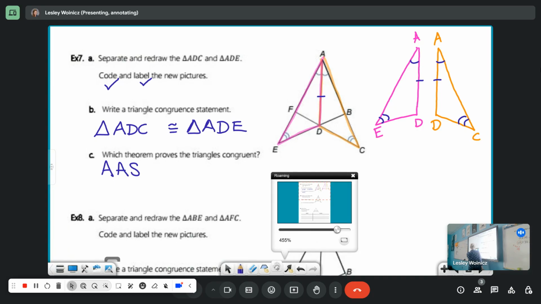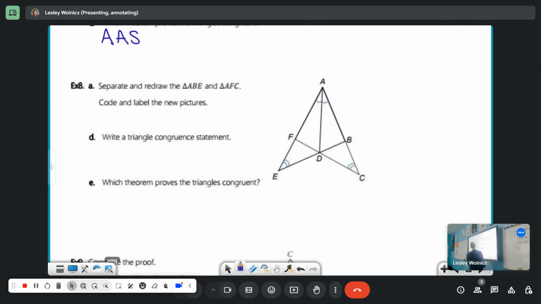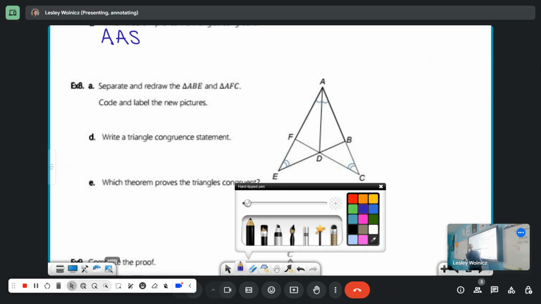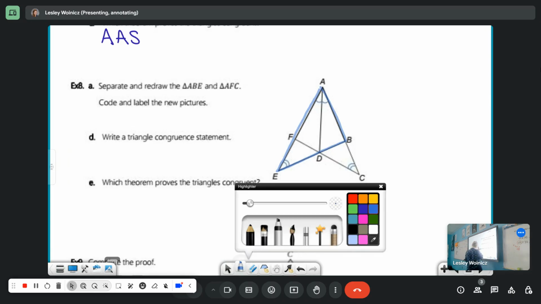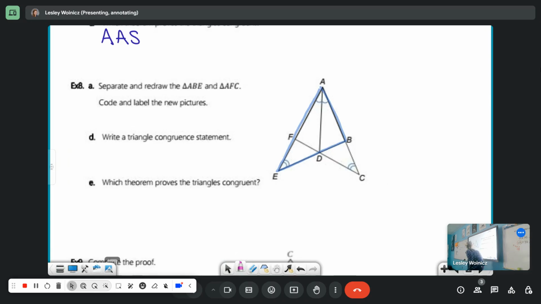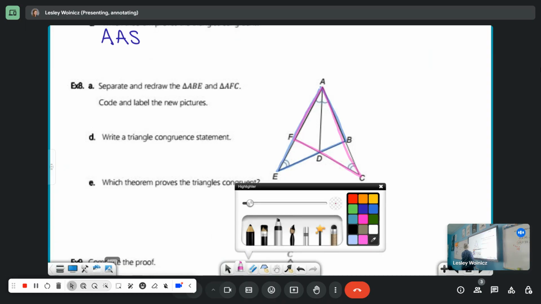So now we have the same picture, but we have different triangles. I think. I haven't really looked that closely yet, but I think they're different. Yeah, we got ABE and AFC. Okay, do they still share a side? What do they share? An angle.